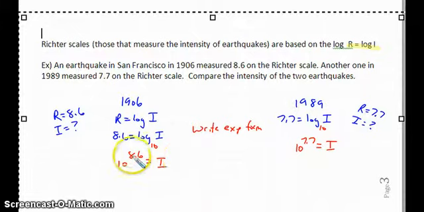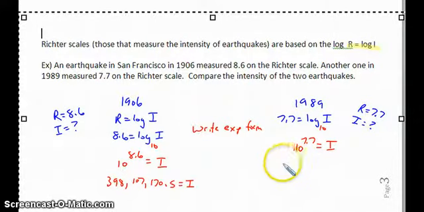So if I plug that into my calculator, 10 raised to the 8.6, I get a pretty big number here. 398,107,170.5 as the intensity. And this intensity would be 50,118,723.4. That's right, would be the intensity.